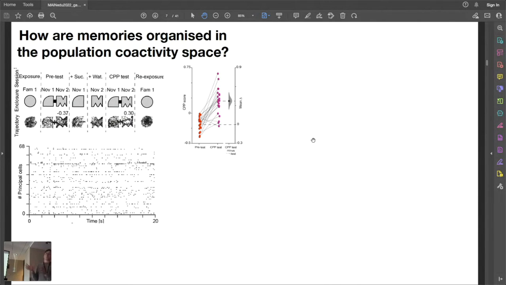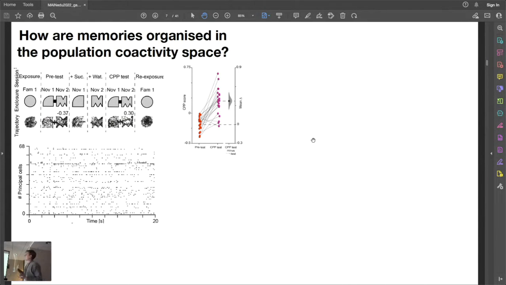Then we pair the least preferred environment in the successive session with sucrose. So basically, the animal will find sucrose at different locations in the environment later on when it explores it. And in the session afterwards, instead, we pair the most preferred environment with water. And what we're trying to do is just making the animal change its mind, basically, about which is the preferred environment.